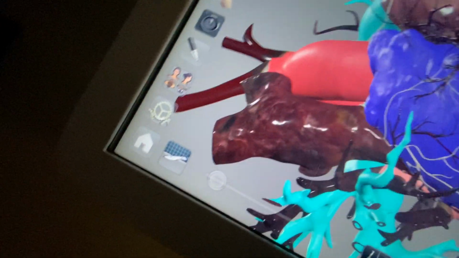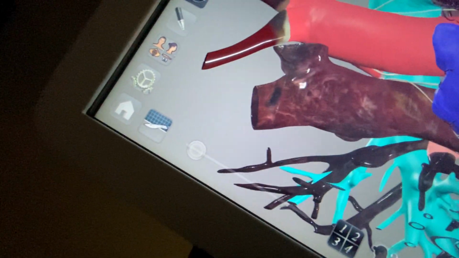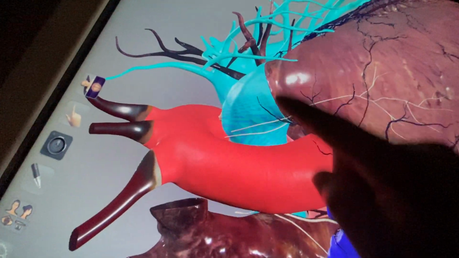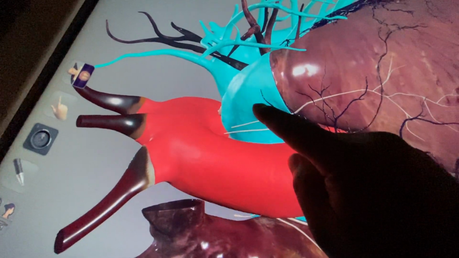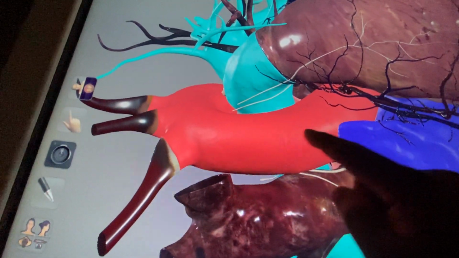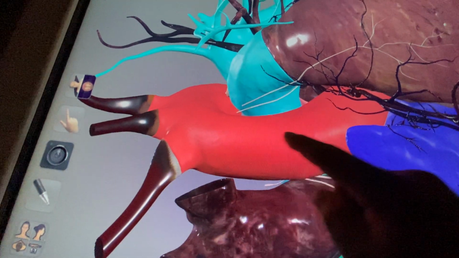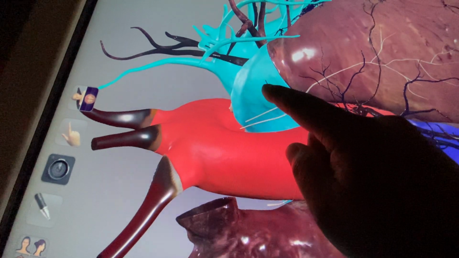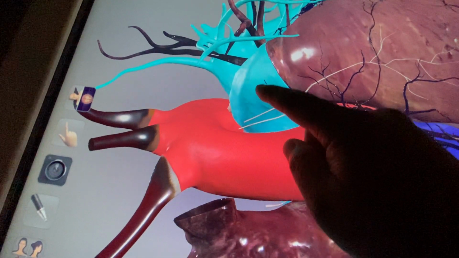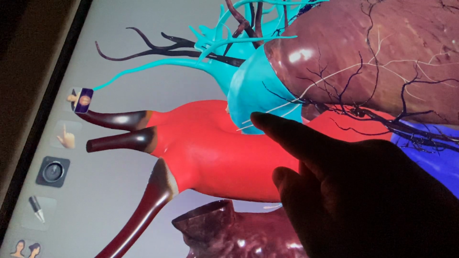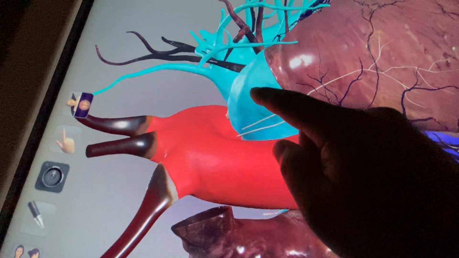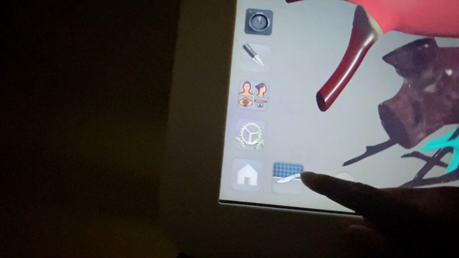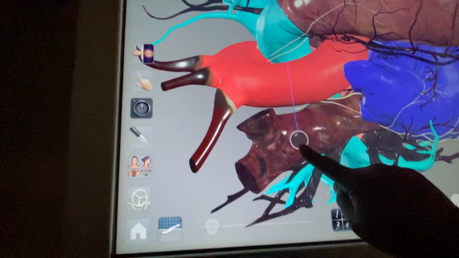Now, if I'm going to ask about the semilunar valves, I'm going to have to cut here near my aorta and near my pulmonary trunk. So of course, the semilunar valve associated with your aorta is your aortic semilunar valve. And the semilunar valve associated with your pulmonary trunk has to be the pulmonic or pulmonary semilunar valve. So let's see what that looks like. I have my clipping tool. I cut here at this level.